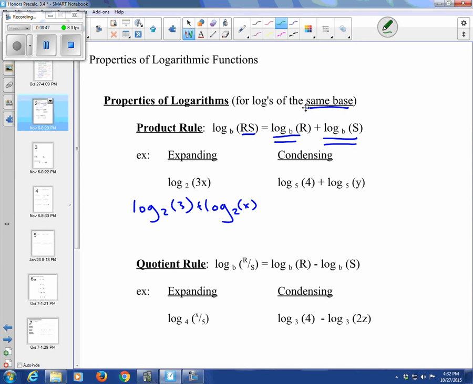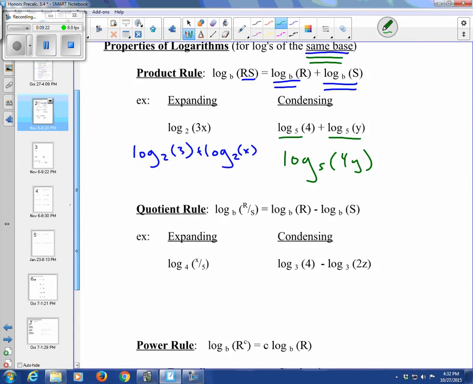If I have the addition of two logs that have the same base, I can condense them into one logarithm, right? This is the exponent that I need to raise 5 to in order to get 4, and this is the exponent that I need to raise 5 to in order to get y, right? And so right here, I can say that that would be equivalent to a multiplication of the bases 4 and y inside my logarithm. So log base 5 of 4 plus log base 5 of y would be, whoops, log base 5 of 4y, right?